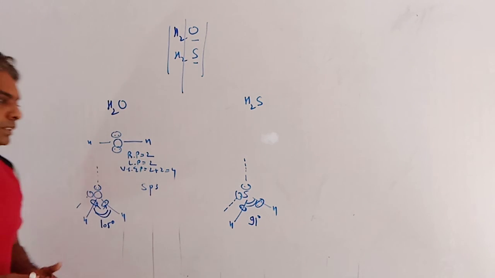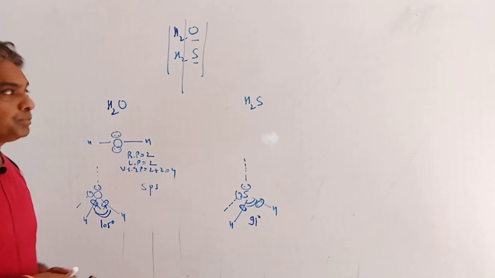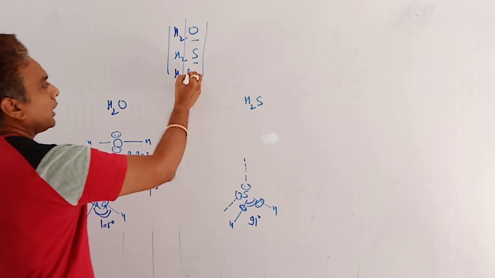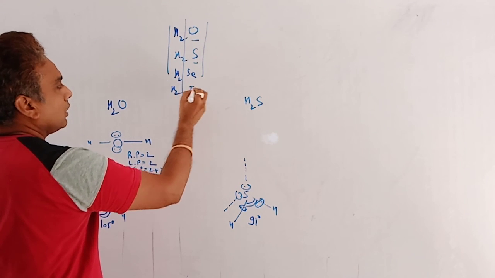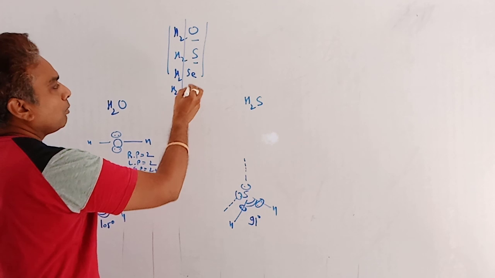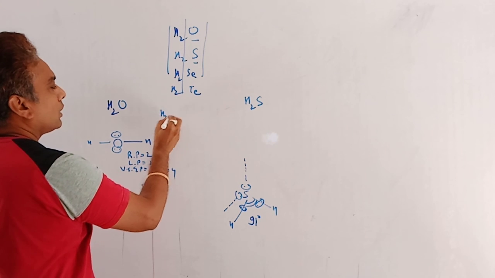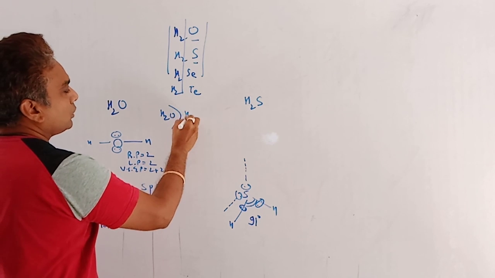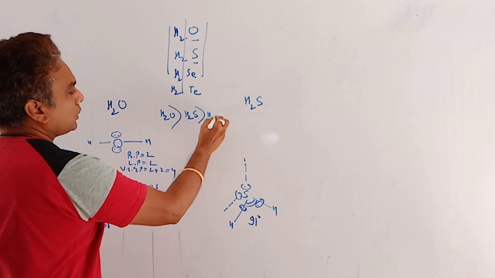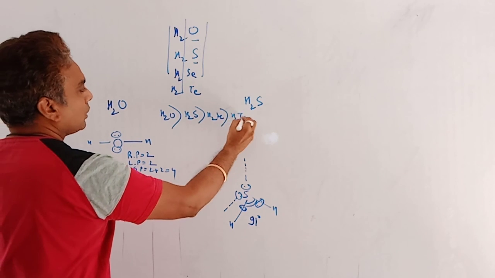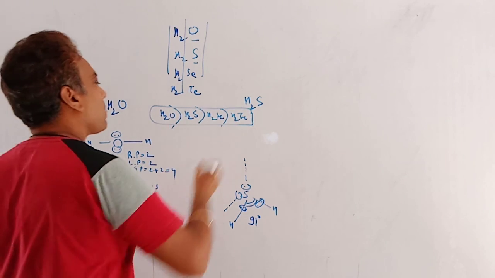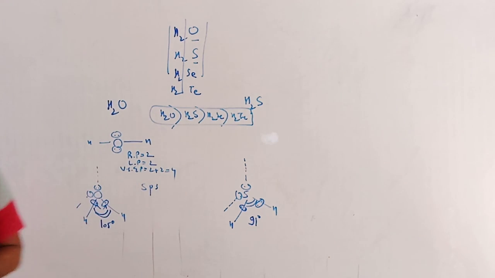So the point is, on moving down in the group, H2Se, H2Te, the bond angle gradually decreases. So here the bond angle order is H2O, H2S, H2Se as well as H2Te. Clear? So as we move down in the group in the periodic table, bond angle gradually decreases. Is it clear?